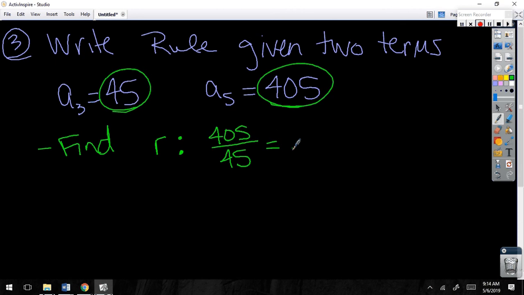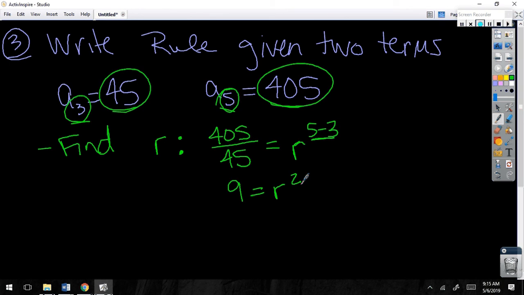And I'm going to set them equal to R, but the exponent that I'm going to use here, the same order that I'm going to divide, I'm going to subtract exponents. So I'm going to do 5 minus 3. So divide the terms, subtract the exponents. So 9 equals R squared. Now, 3 equals R. So this one's easy because it's a squared.